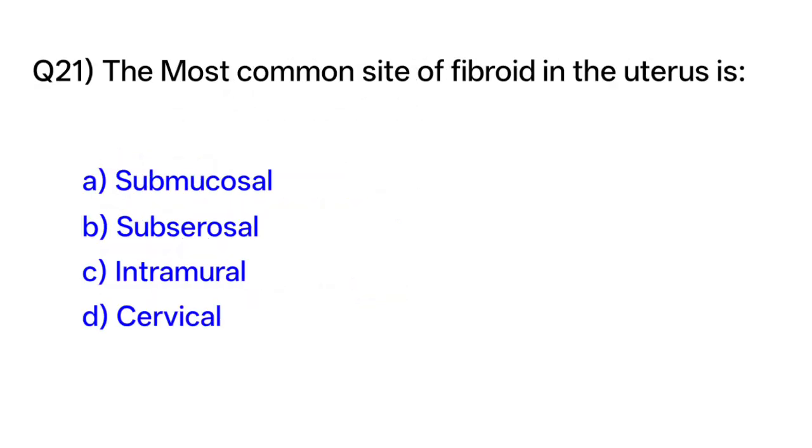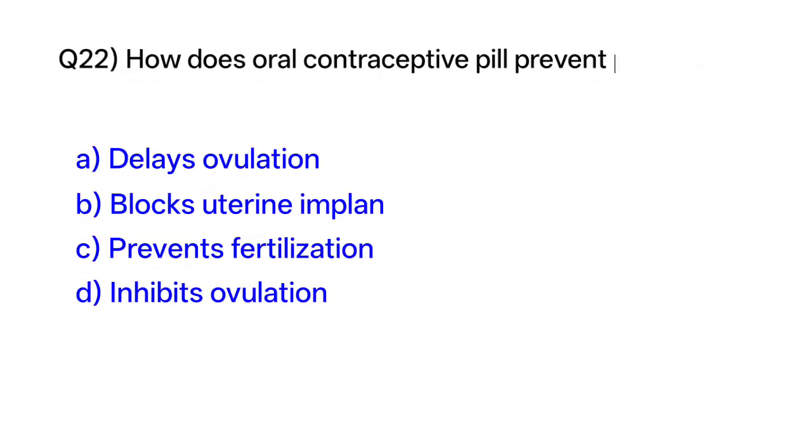Question number 21. The most common site of fibroid in the uterus is. The correct option is C. Intramural. Question number 22. How does oral contraceptive pill prevent pregnancy? The correct option is D. Inhibit ovulation.